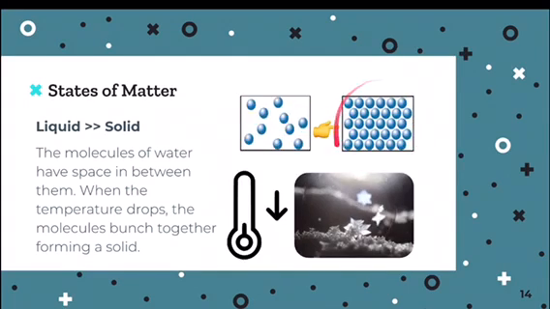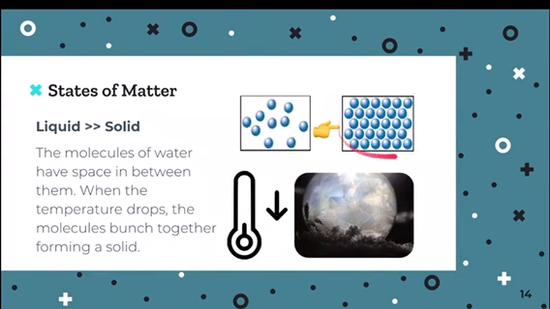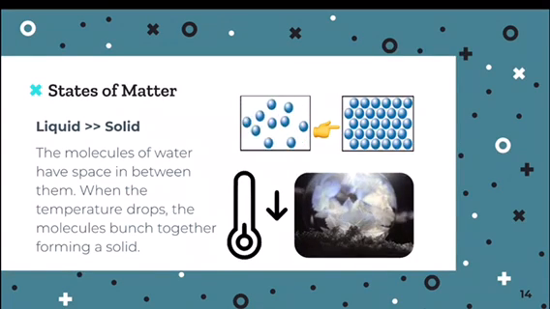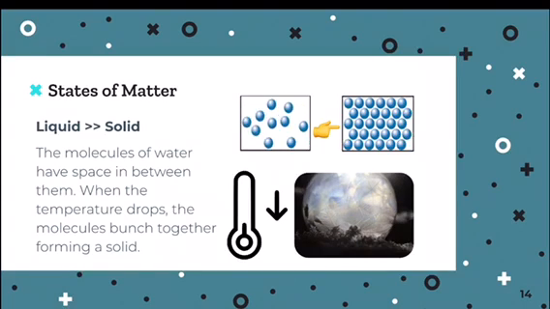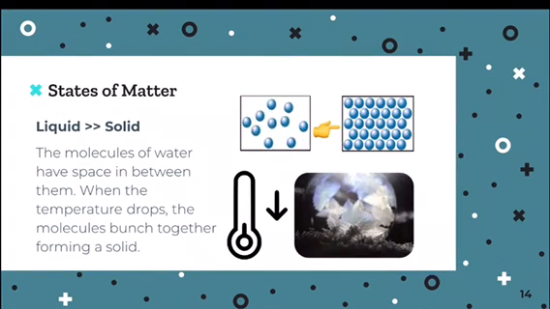Now, this is the molecules for a solid object. You see how there's barely any space in between them and they're very tightly packed together? That's why you can't just run through a wall. That's why you can't place an object through a solid thing, because there's no space in between the molecules.